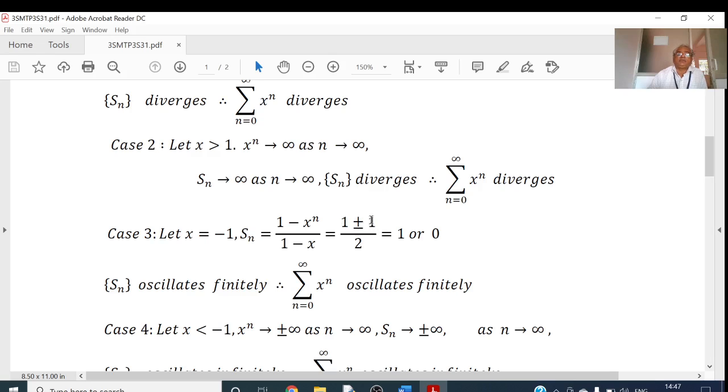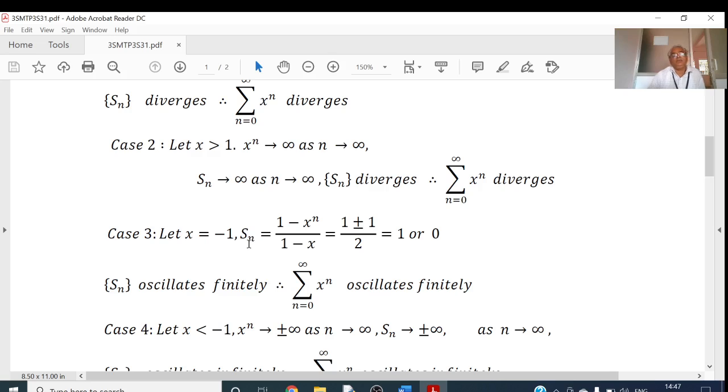Now if this is plus, I get 1 plus 1, which is 2, divided by 2, equal to 1. Suppose this is minus, then I get 1 minus 1 is 0, and 0 by 2 is equal to 0. So I am getting Sn equal to 1 or 0, depending on n, that is, whether n is either even or odd.